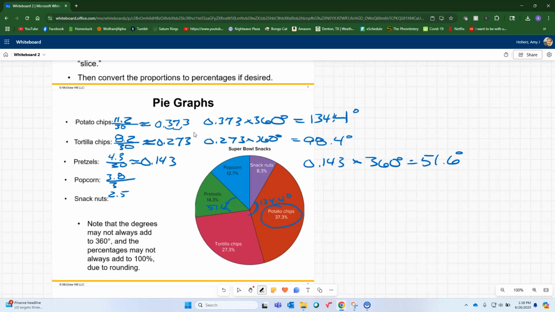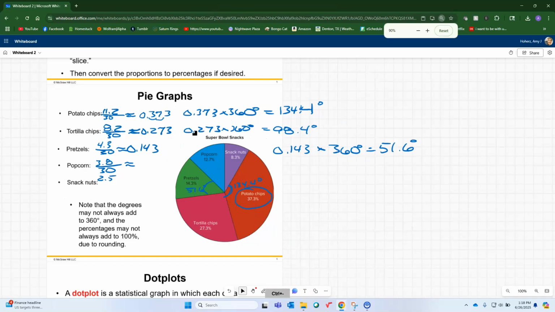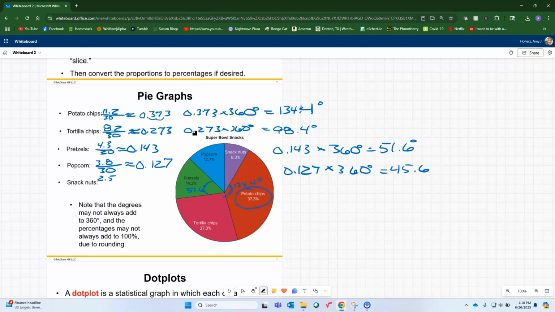All right, so let's continue. Popcorn, 3.8 out of 30, is approximately 0.127, with repeating sixes, but leave that on your calculator and then take that times 360 degrees and you get 45.6 degrees. Again, we could double check because this one actually has the percentage shown. Something's not right on that. There's the popcorn.